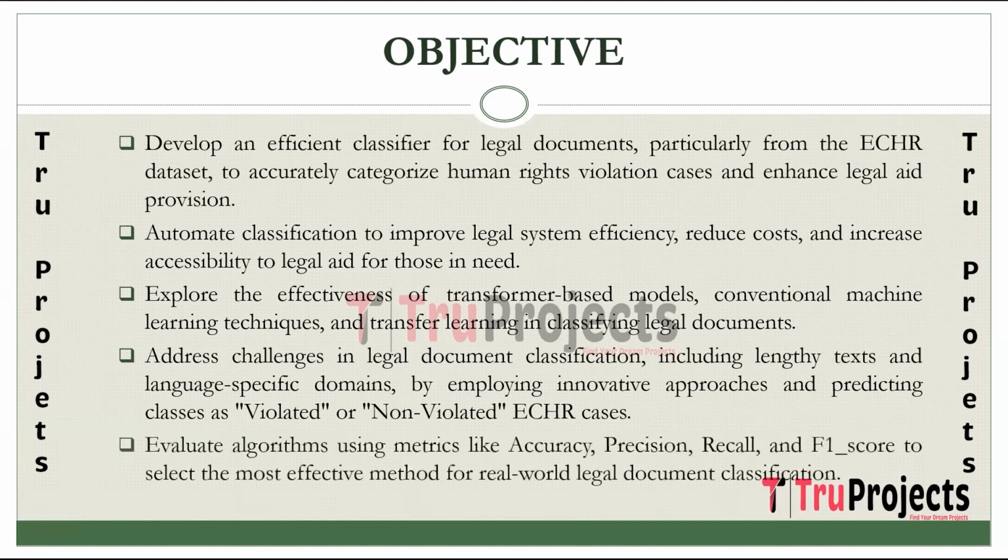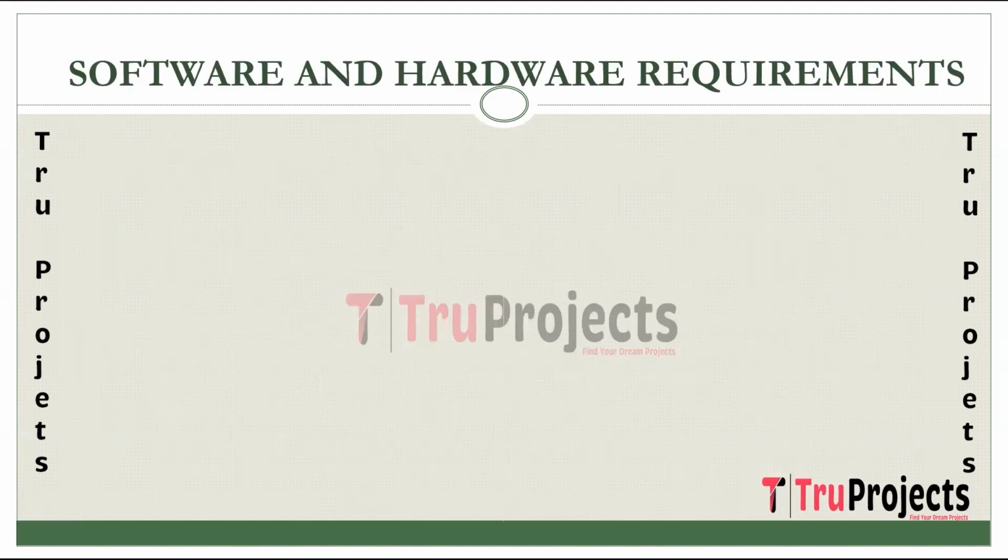The aim is to evaluate all the algorithms using metrics including accuracy, precision, recall, and F1 score to provide a comprehensive understanding of their performance in legal document classification, aiding in the selection of the most effective method for real world applications. To implement this project, we need software and hardware requirements.